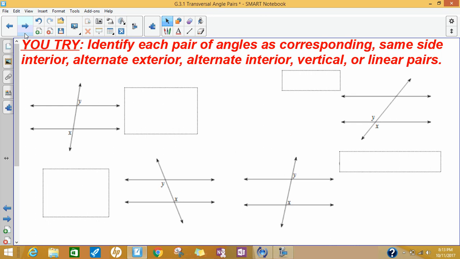So I want you to pause here. I want you to do the exact same thing we just did. Identify the relationship between angle X and Y in each of those pictures.